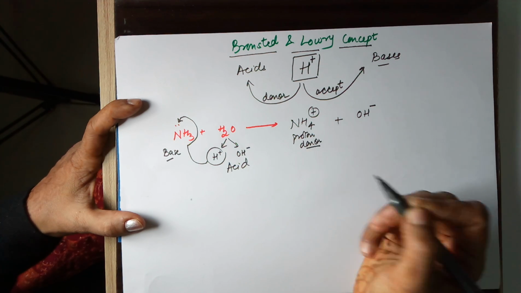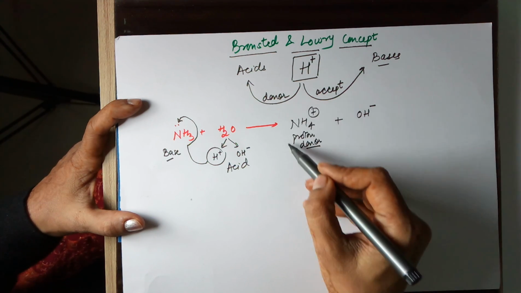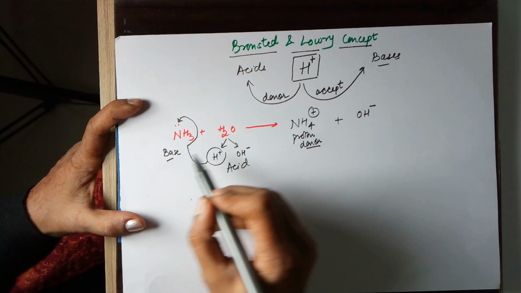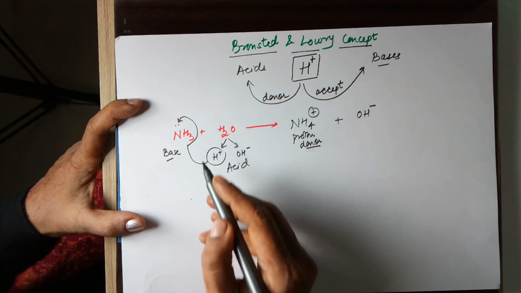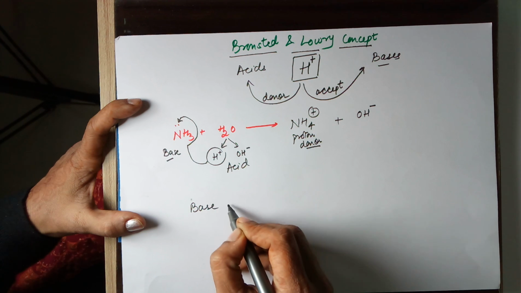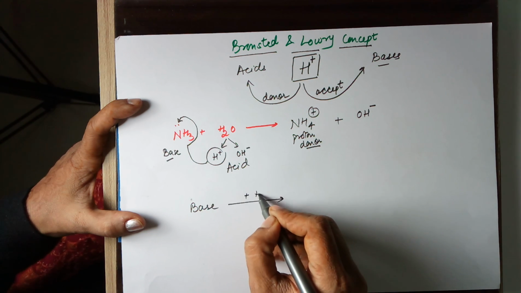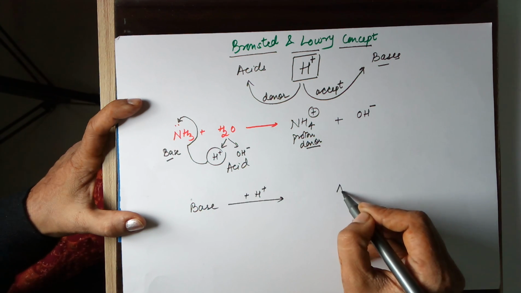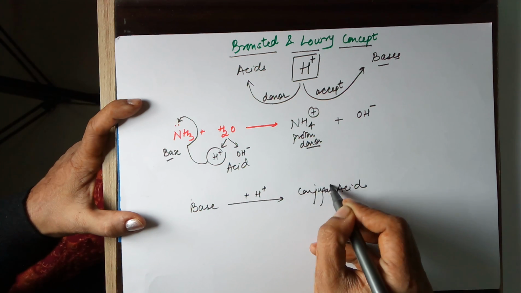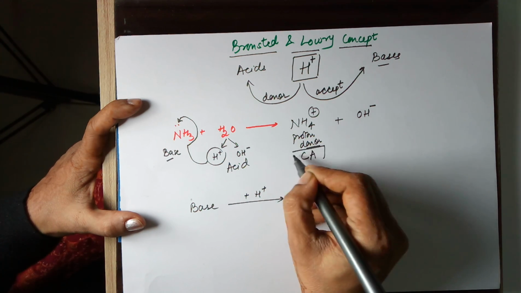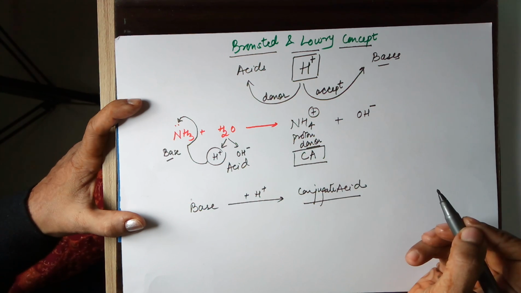Hence, this can only act as an acid, and this acidic identity is formed when a Bronsted and Lowry base has accepted a proton. So, when a base of the Bronsted and Lowry concept accepts a proton, it starts acting like an acid and it is called a conjugate acid, represented by CA.